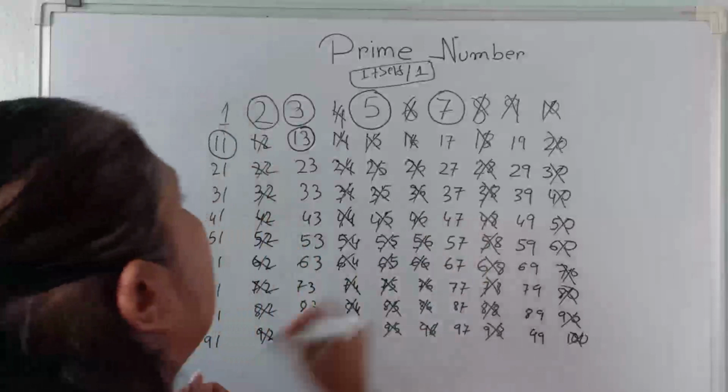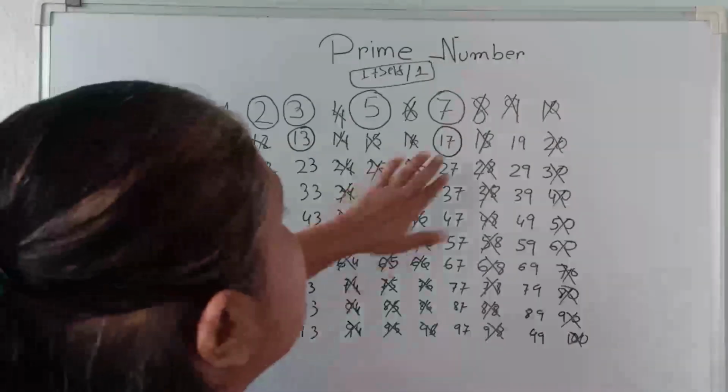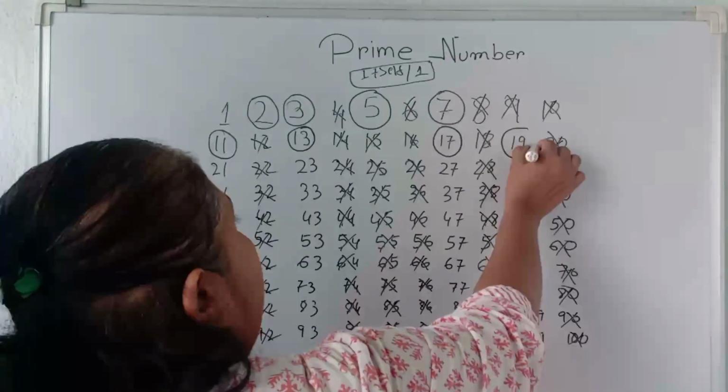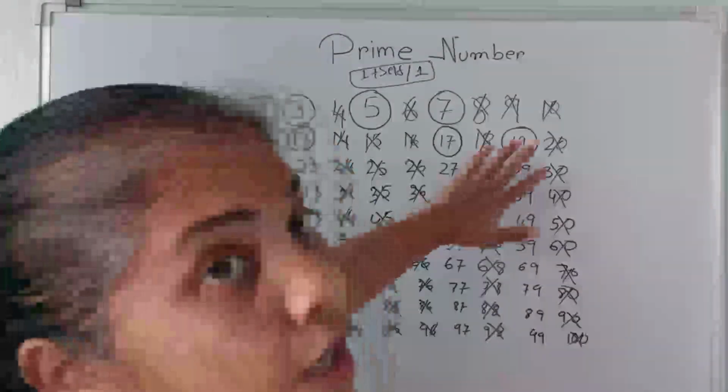Next 17. We cannot divide 17 by any other number. So 17 is also a prime number. 19. We cannot divide 19 by any other number. So 19 is also a prime number.